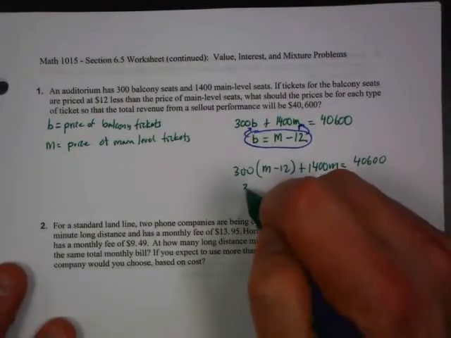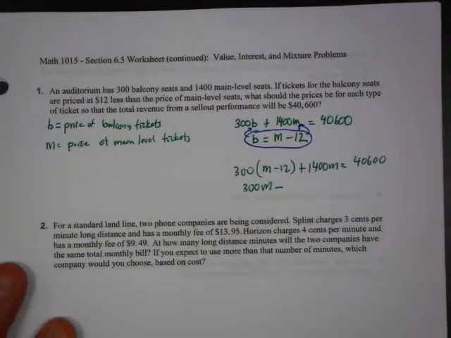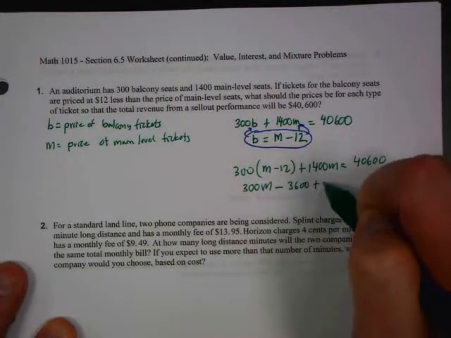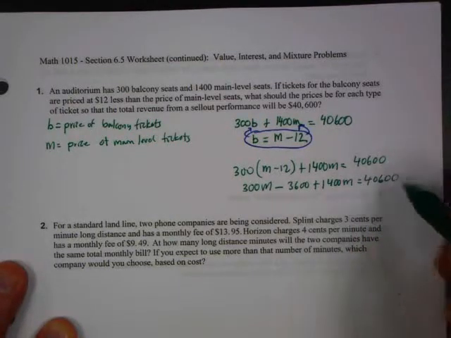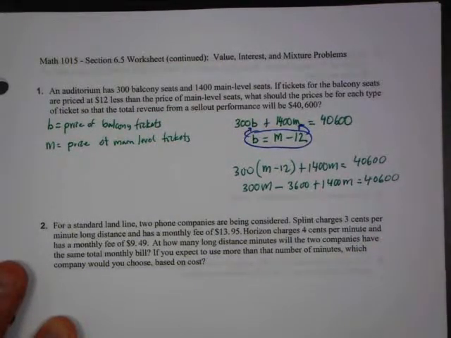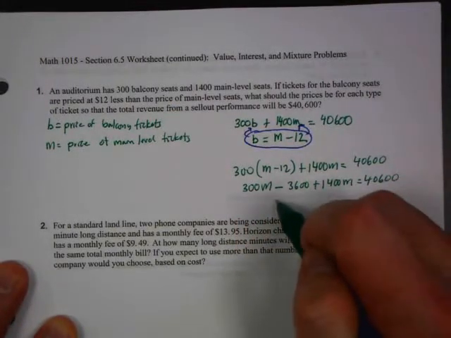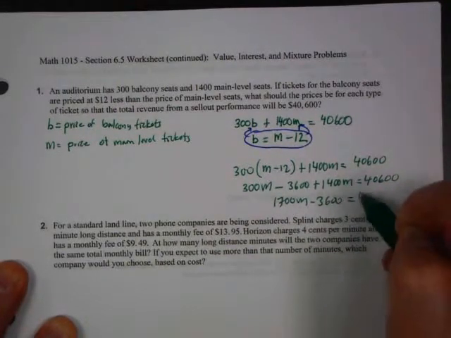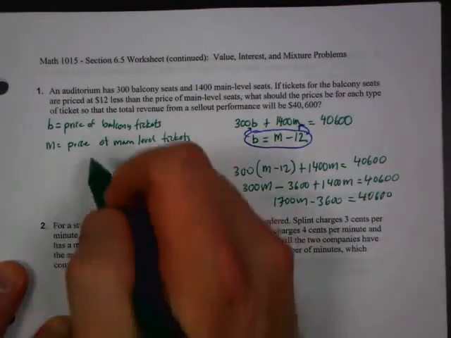So 300m minus 300 times 12, 3,600 plus 1400m equals 40,600. I can add 300m and 1400m, which makes 1700m, minus 3600 is 40,600. Add the 3600 to both sides.